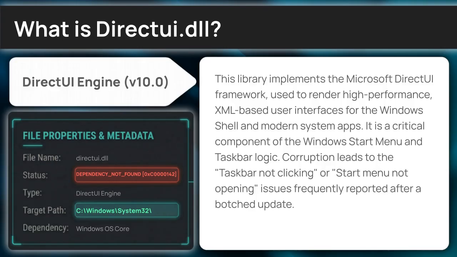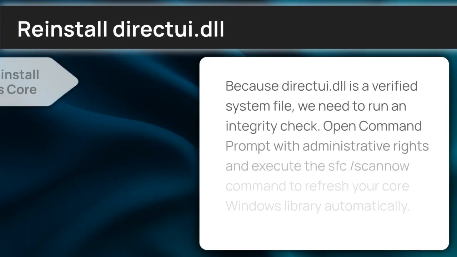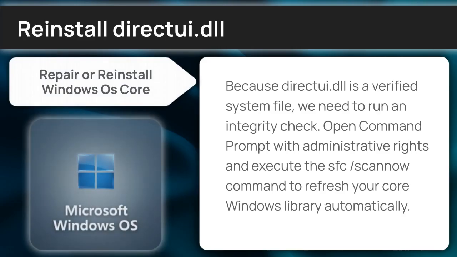Since we've identified what's missing, let's try the official recovery method. Because the Direct User Interface Library DLL is a verified system file, we need to run an integrity check. Open Command Prompt with administrative rights and execute the sfc /scannow command to refresh your core Windows libraries automatically.